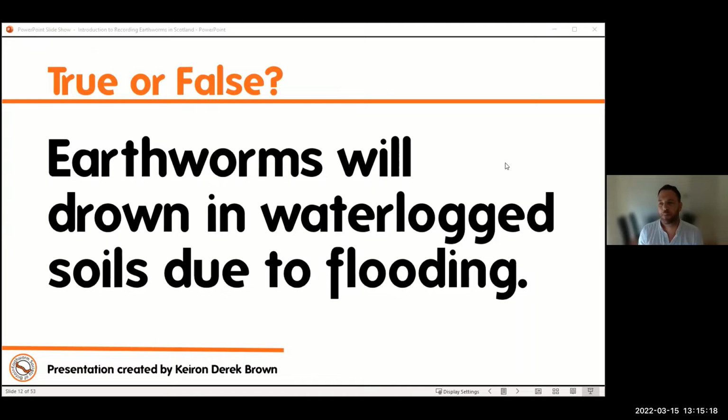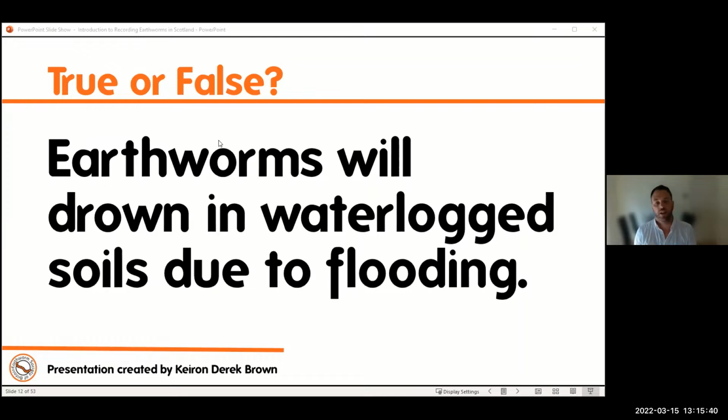We're a bit more divided on this one, I see. I'm going to end it there. Share the results. So 63% of you went for true and 37% went for false. It's actually false. So earthworms will not drown in waterlogged soils due to flooding. A lot of earthworms are really adapted to living in very wet conditions.